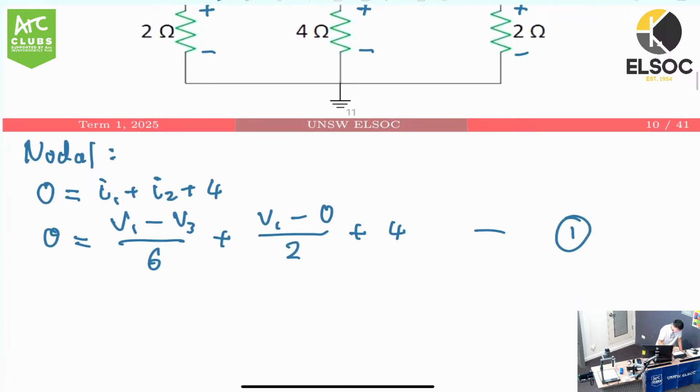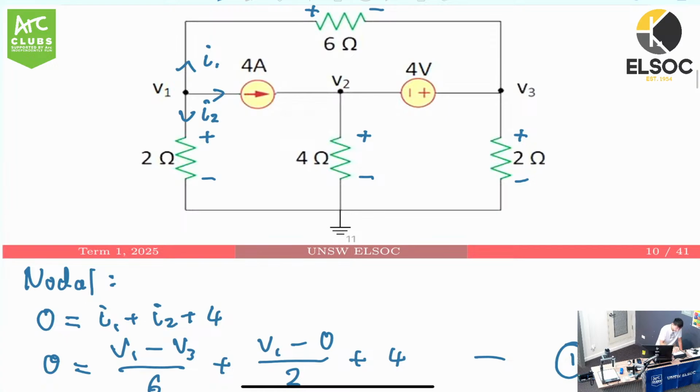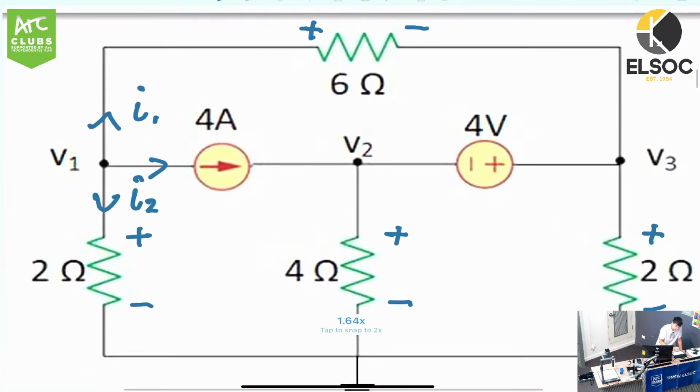So let's move on to V2 over here. For V2, we do the same method. We have current going in.